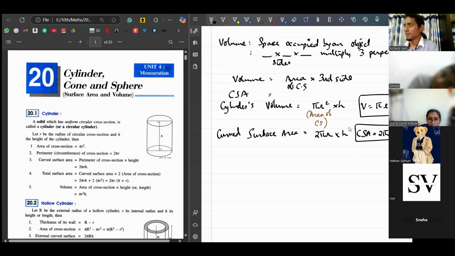Is that clear? Next, you have total surface area. For total surface area, you will add all the three surfaces: the bottom surface, the curved surface, and the top surface. There are three surfaces. So let's add everything.